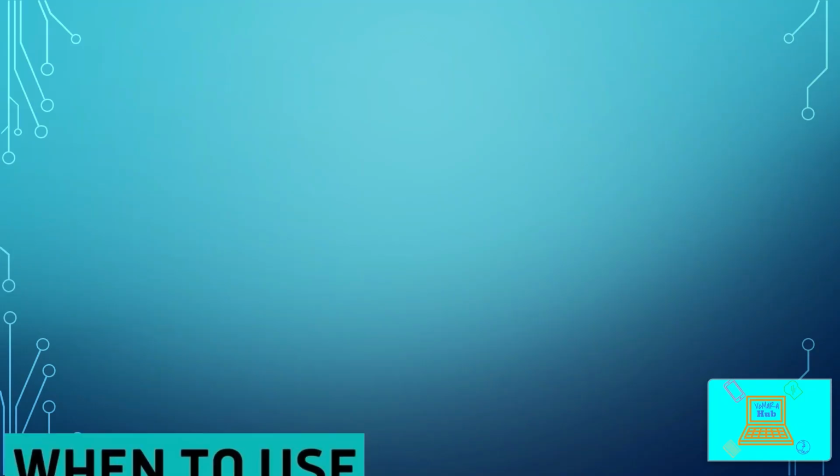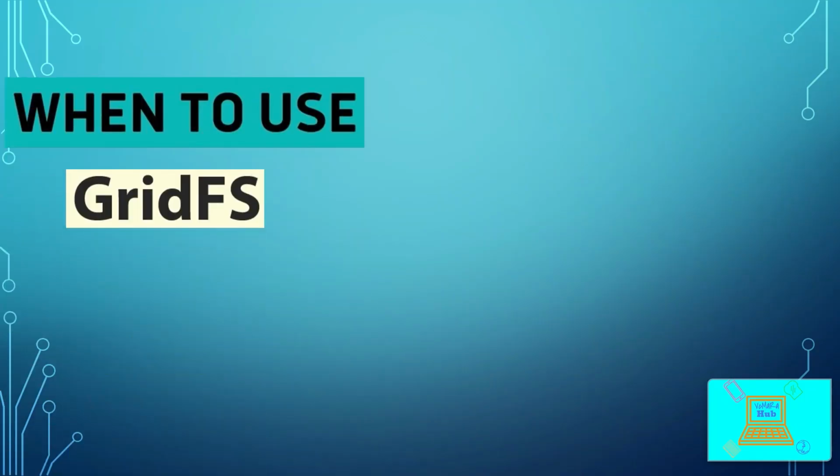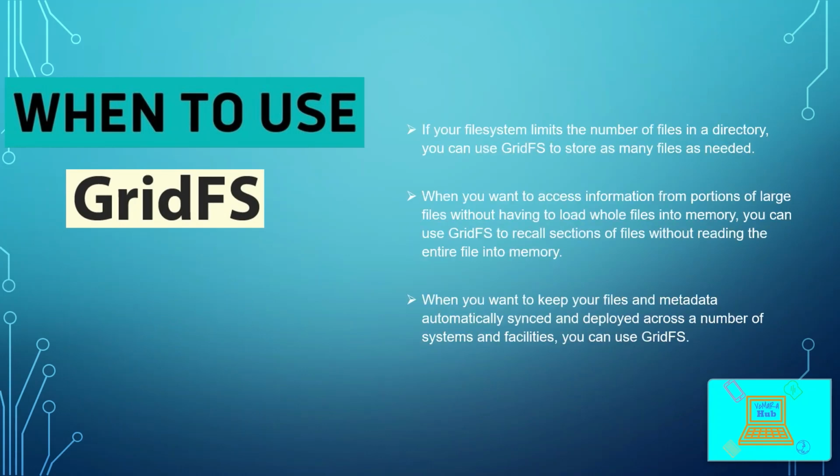Using the get command, the question arises: when should we use GridFS while using MongoDB? If you have limitations in your file system on the number of files you can store, you can use GridFS to upload your large files. If you want to access certain portions of a large file without loading the whole file into memory, for example, if you load a file from the file system, a huge file will be loaded in memory. But when you store in GridFS, it will be stored in the form of chunks, so it's simpler. Also, by storing into GridFS, you can keep your files and metadata always synced.